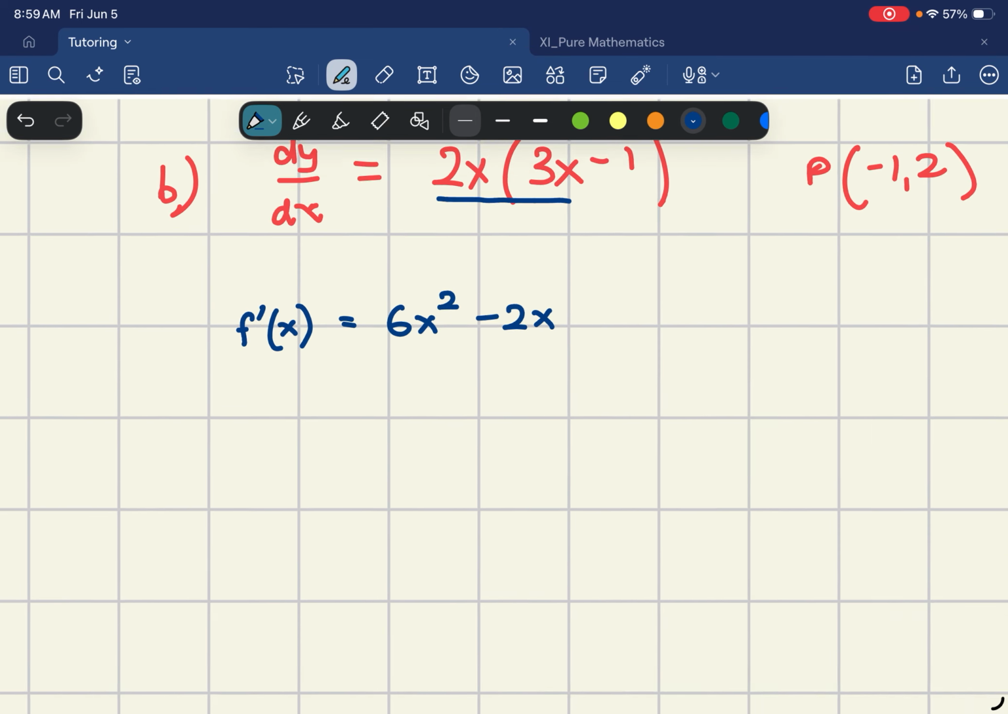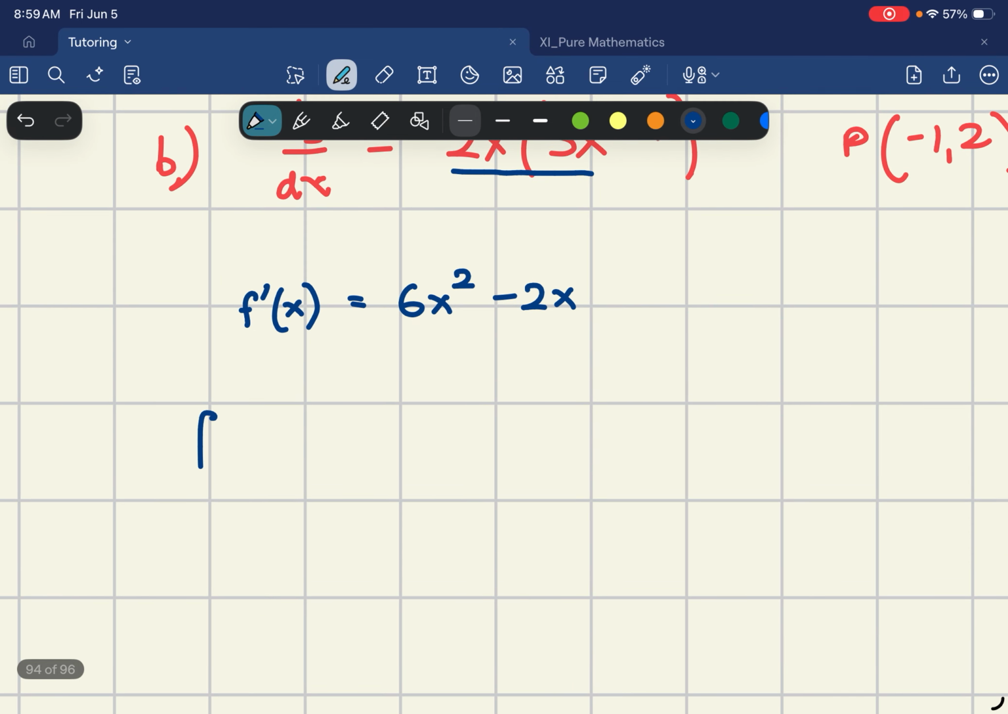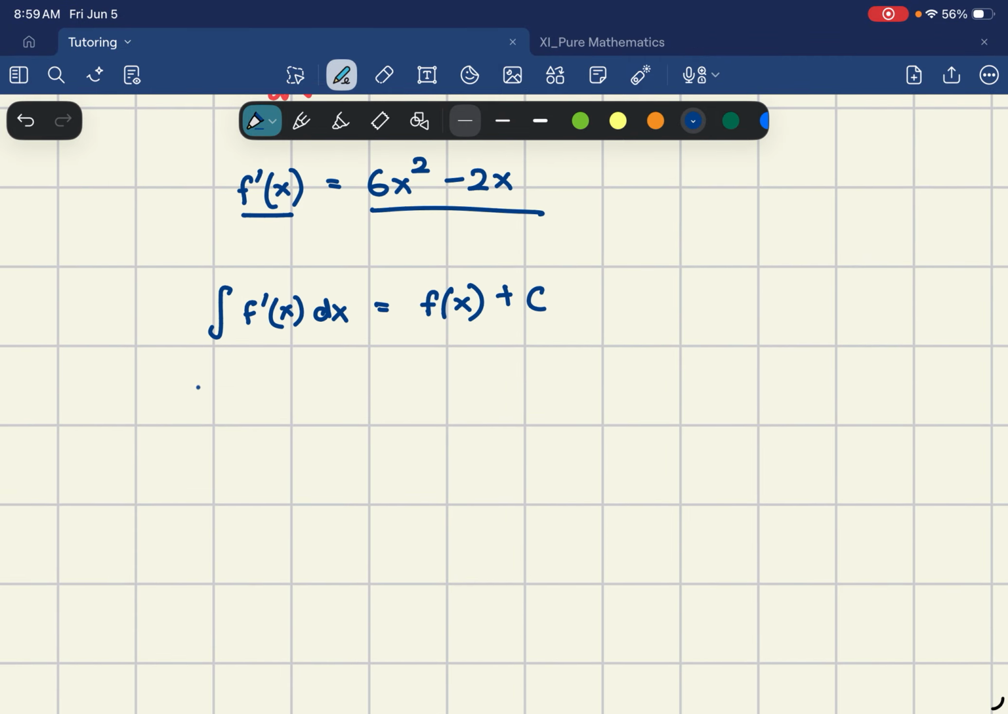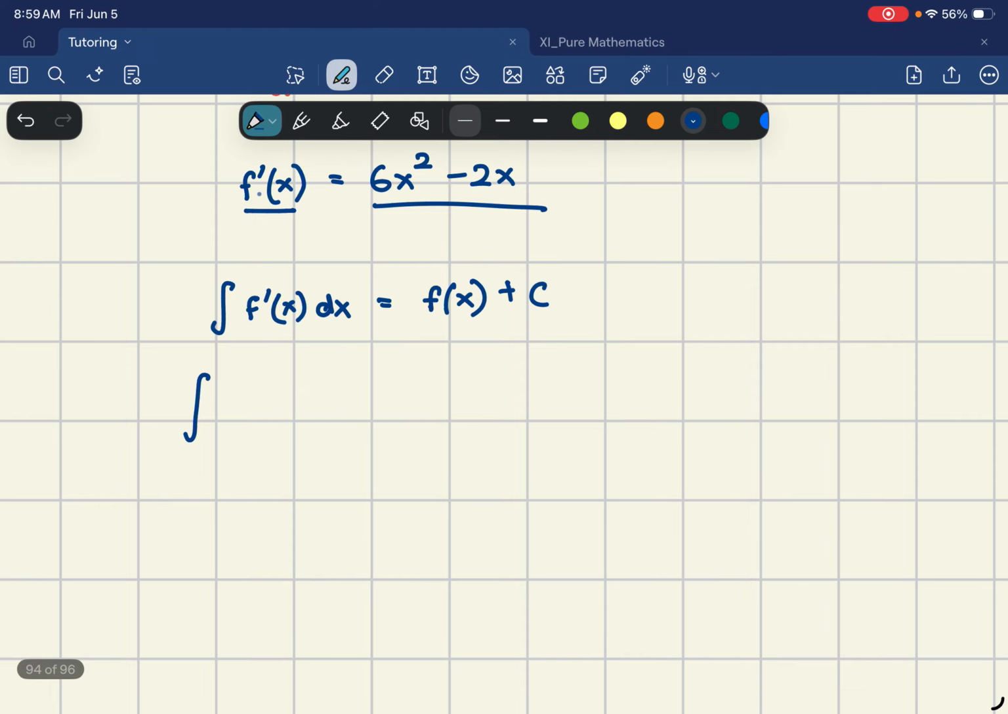Now if I integrate this side, then I will get F of x plus c. Remember, the integral of f dash of x dx should be equal to F of x plus c. Do not forget your constant of integration. So now let's integrate this expression: the integral of 6x squared minus 2x dx.